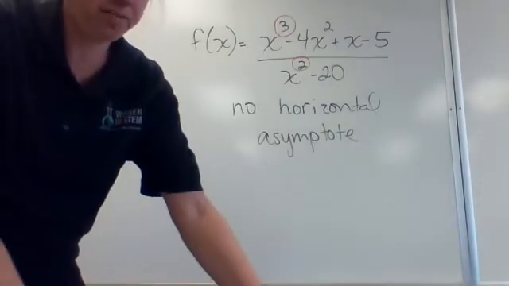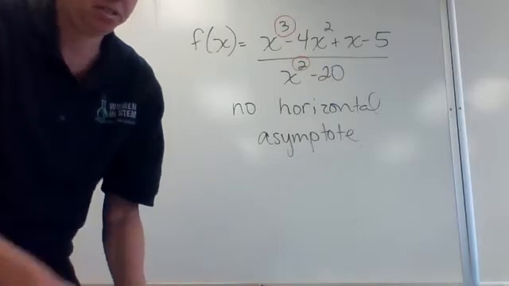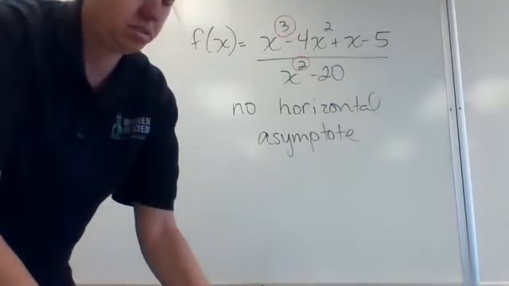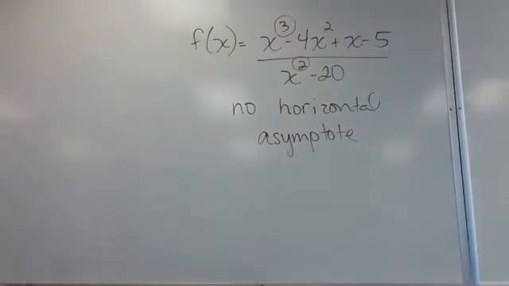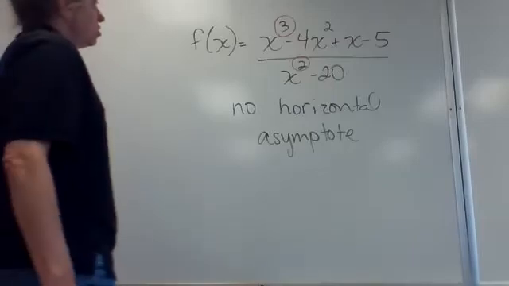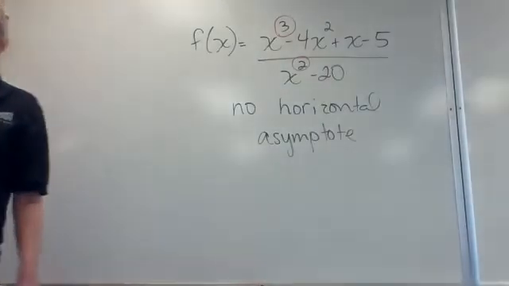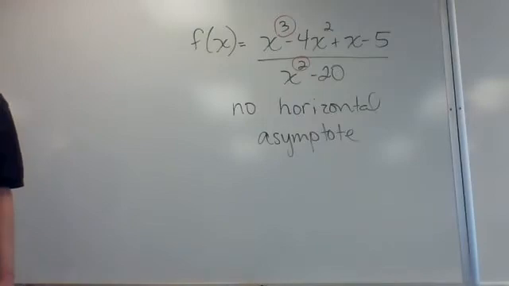Now we're going to go back to 3, because 3 wants us to list all the asymptotes.